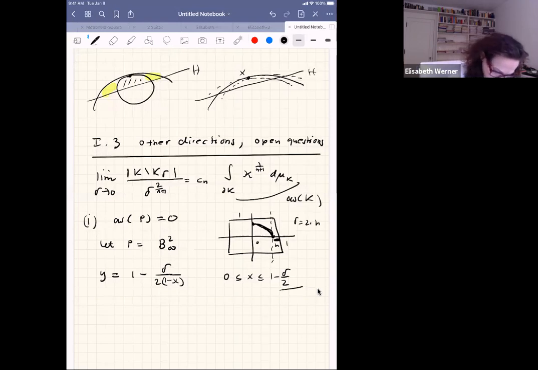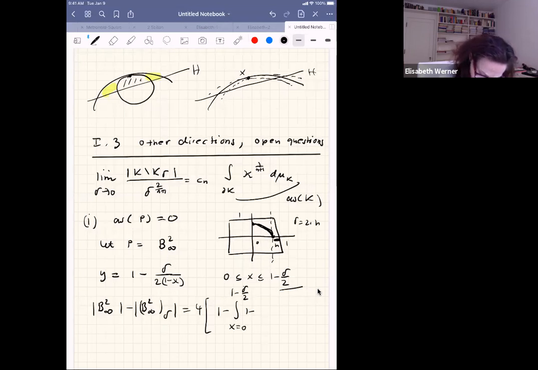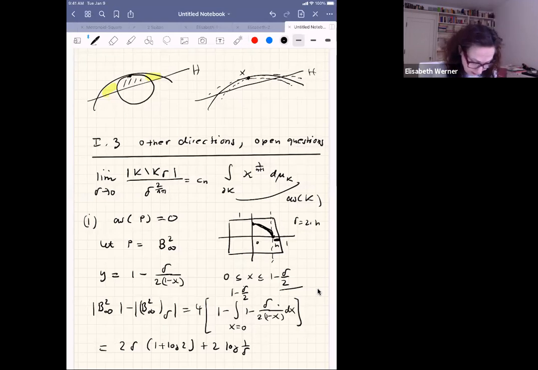Now let's look at the volume of B infinity minus the volume of B infinity delta. I multiply by 4. So I'll have to look at the integral where x goes from 0 to 1 minus delta over 2, of (1 minus delta over 2) times (1 minus x) dx. We can compute that, so let me just give you the result because that's easy to do. What one gets is 2 delta times (1 plus log 2 plus delta log 1 over delta). This is what one gets if one integrates this out.